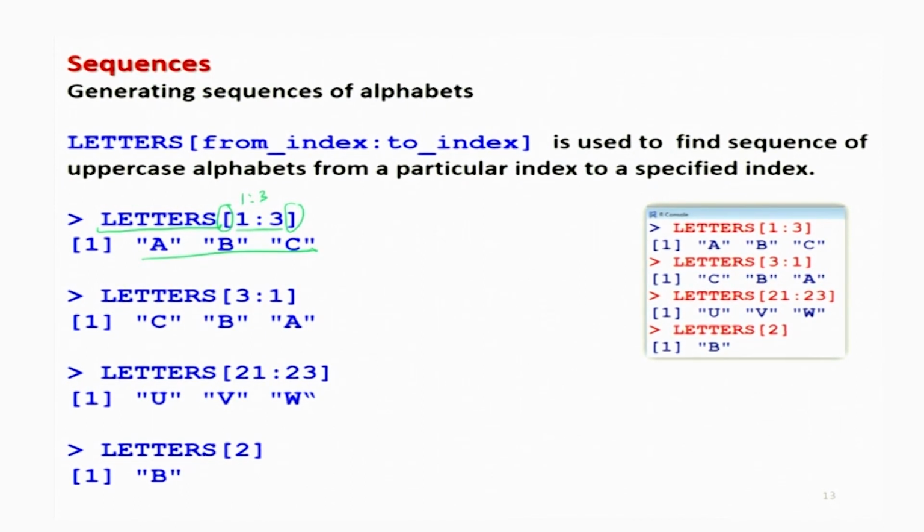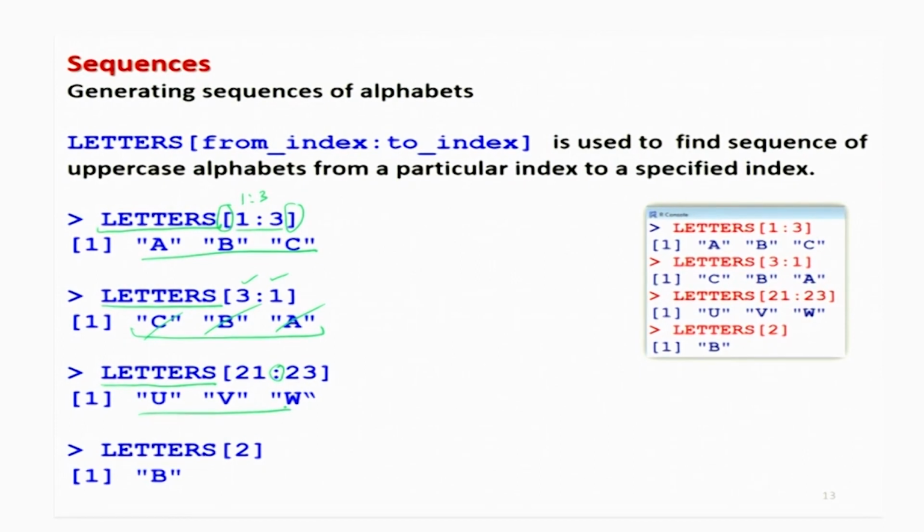Similarly, if I want to go in the reverse direction, I type LETTERS and from 3 to 1. This will give me 3 alphabets in reverse order: third position, second position and first position, that is C, B and A. Similarly, if you want to know the alphabets at locations 21 to 23, you write LETTERS in uppercase, then 21:23, and it will give you U, V and W.